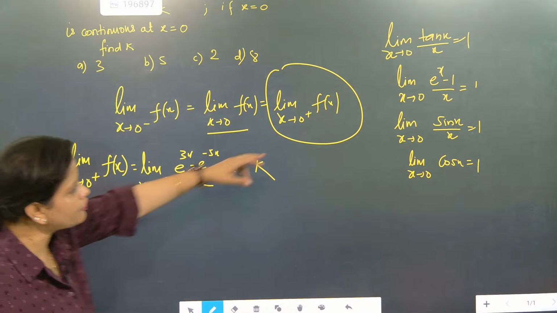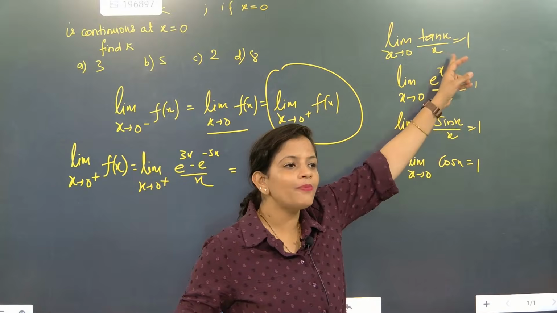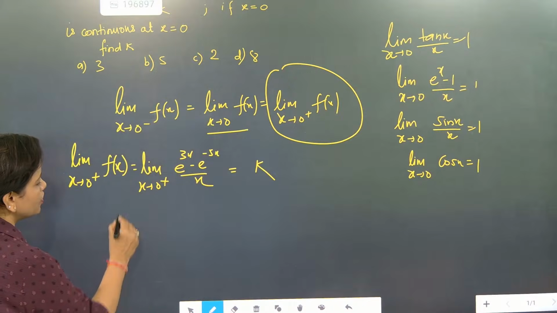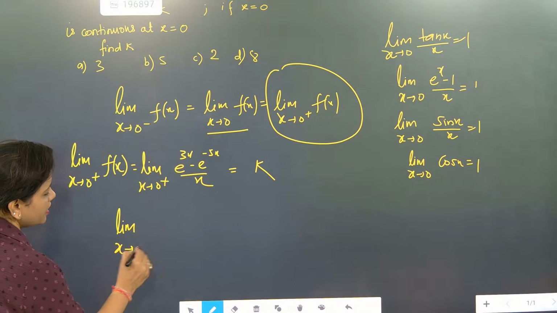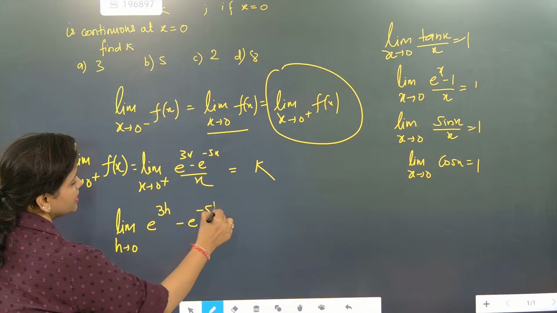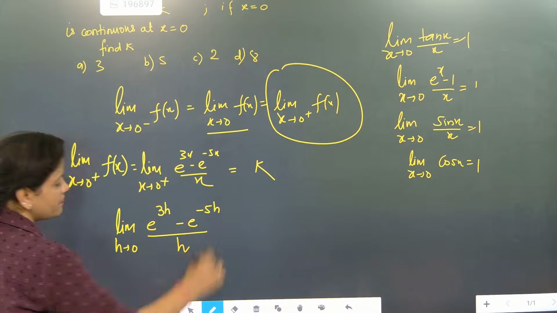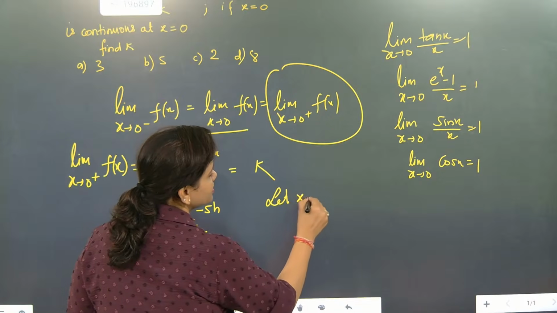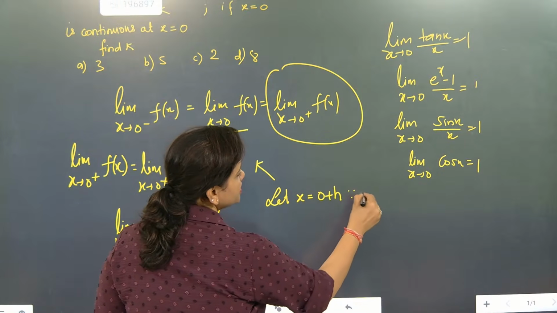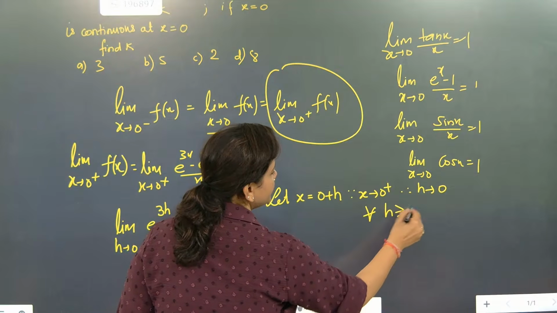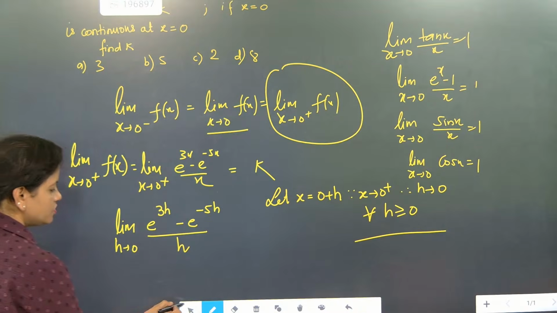So here what was our formula? Can you check this one out? Here e to the power x minus 1 by x is equal to 1. I will do only one thing. Check here nicely. I will take x tends to 0 plus h. It will become e to the power 3h minus e to the power minus 5h by 0 plus h, which becomes h. How I did it? Millions of times I taught in the class. I said let x is equal to 0 plus h. Since x tends to 0 plus, therefore h tends to 0 for all h greater than 0. Story over. We can transform into this format.